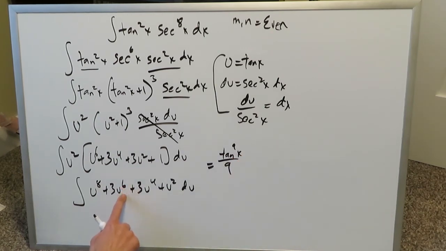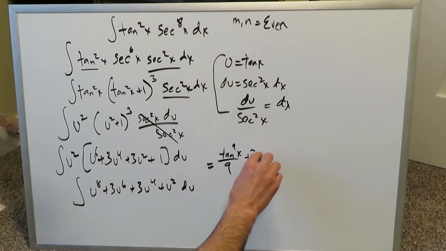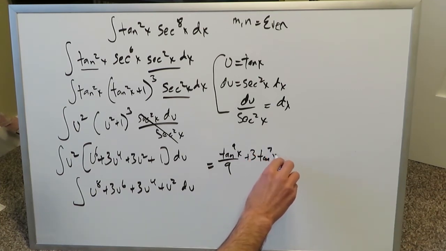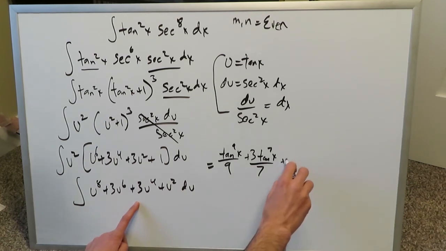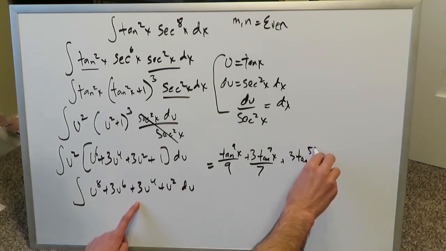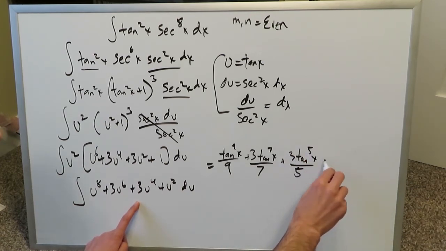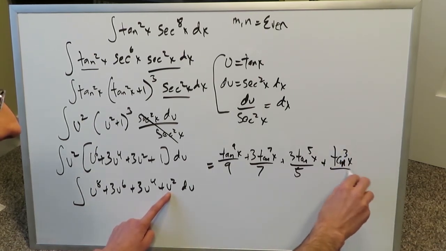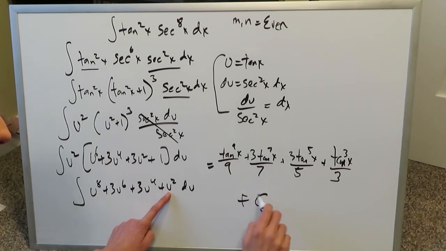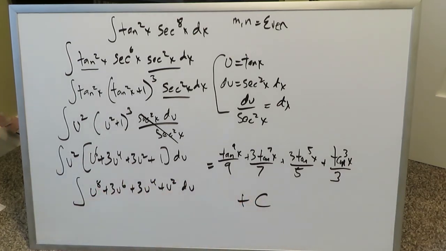3u to the 6 will become u to the 7 over 7, so plus 3 tan to the power of 7 x over 7. 3u to the 4 becomes u to the 5 over 5, so that will become 3 tan to the power of 5 x over 5. And lastly, u cube over 3, tan cube x over 3, plus c at the end, the constant of integration. And that represents a good final answer for this question.